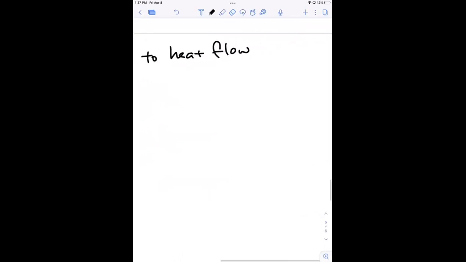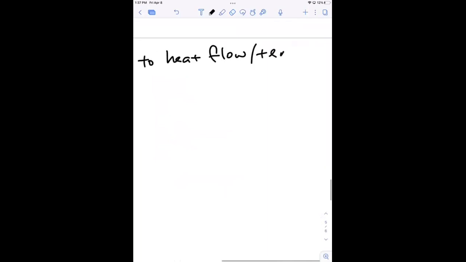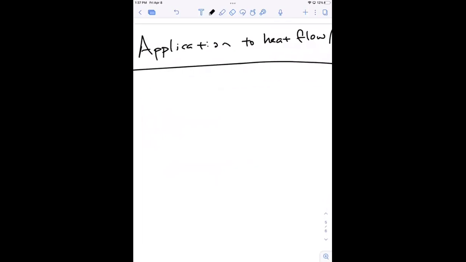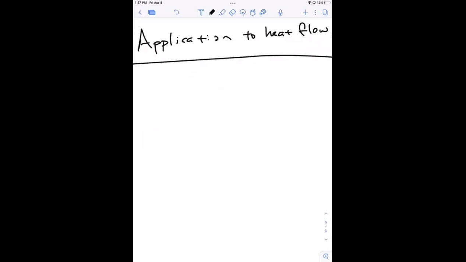We're going to apply this to heat flow and temperature change. So one term that we can apply this to is a term that we'll call heat capacity. It's uppercase C, and that is equivalent to Q over delta T. So C is heat capacity.